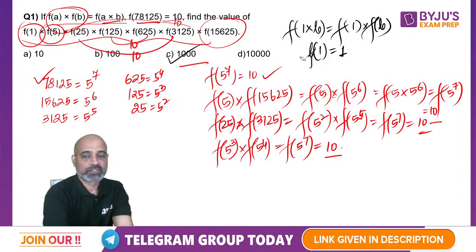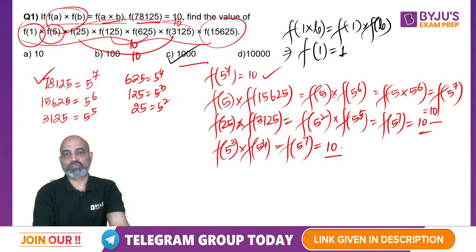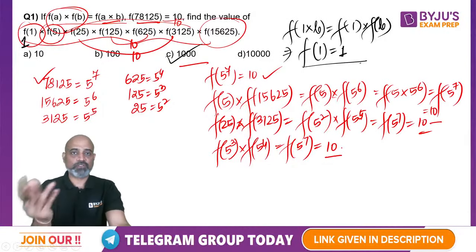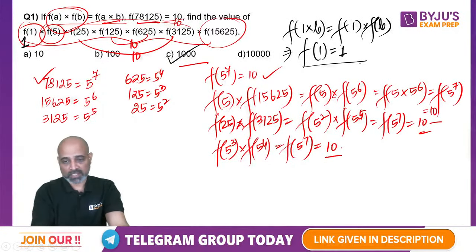Right? So the moment you get f of 1 is equal to 1 from here, because you will get f of b is equal to f of 1 into f of b. F of b cancels out, so you have got f of 1 is equal to 1, given that f of b is not 0. So if f of 1 is 1, that is 1. That means every other pair will end up in 10. So you will have 1000 as the answer, right?